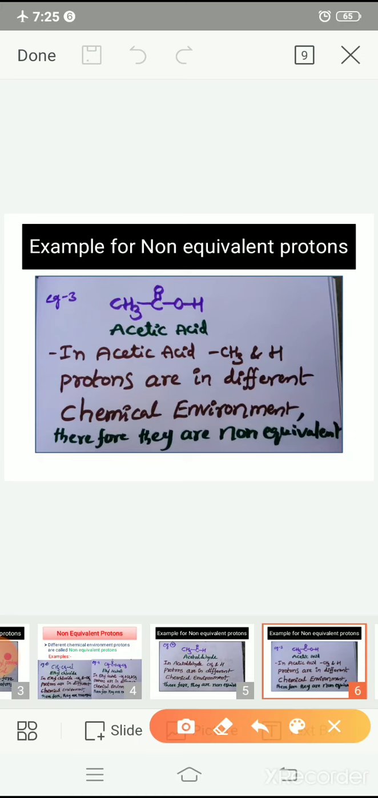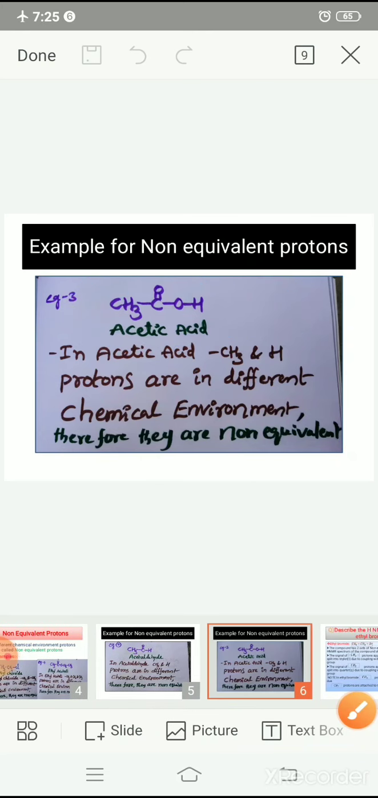We are taking another example, acetic acid. Here one CH3 is there and one hydrogen is there. So in total 2 different types of protons are present. Therefore 2 chemically non-equivalent sets of protons are there.